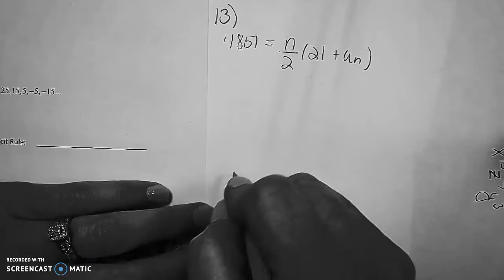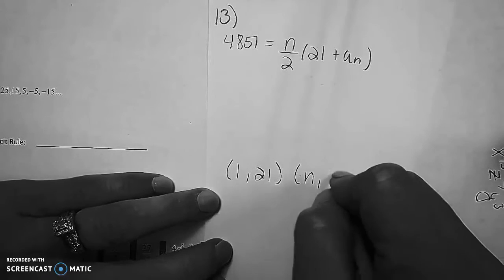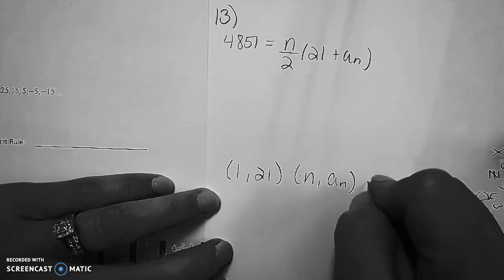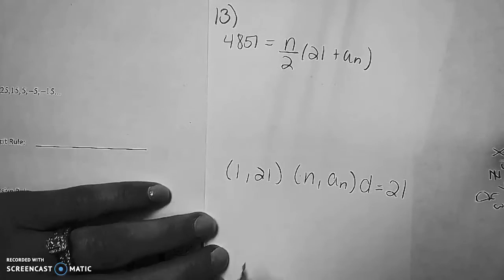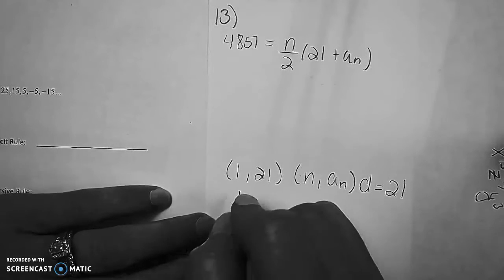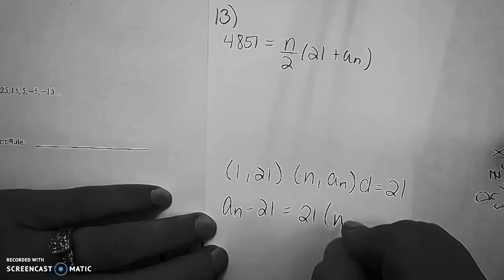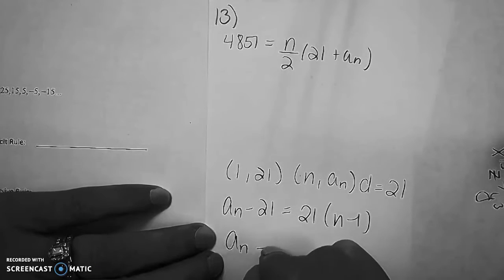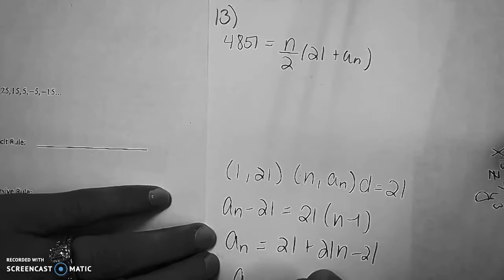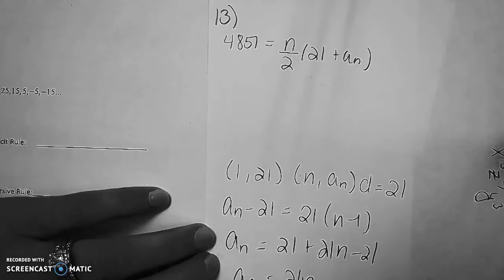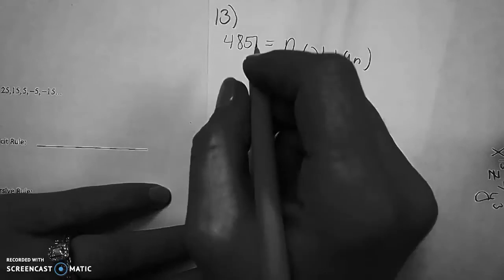So I'm going to skip a little room. I know that the first term is 21, the nth term is A sub n, and I know the common difference is also 21. So with that, I can set up the explicit formula. So A sub n minus 21 will equal d times n minus 1. And I'm just going to solve for A sub n, which would equal 21n. So from there, I'm going to plug that in for A sub n.